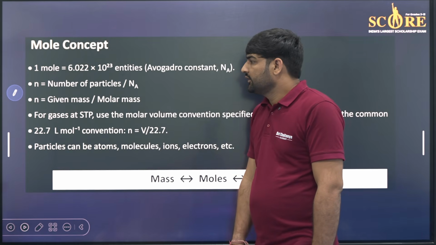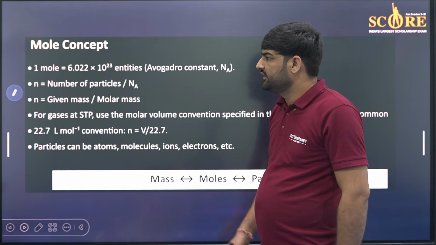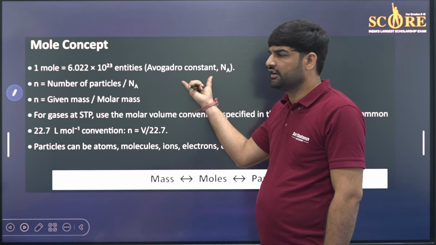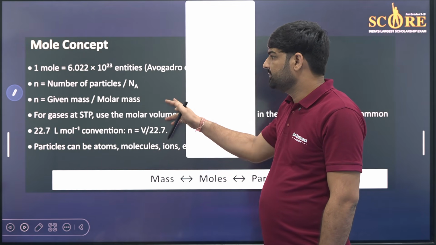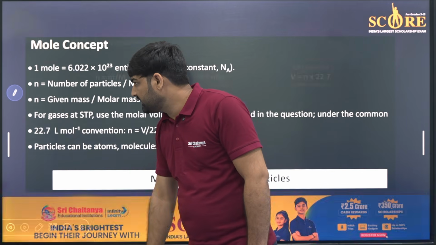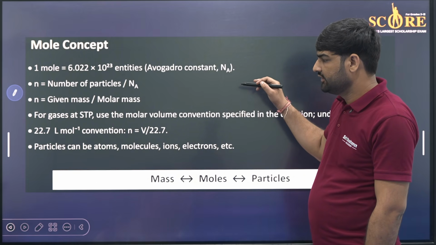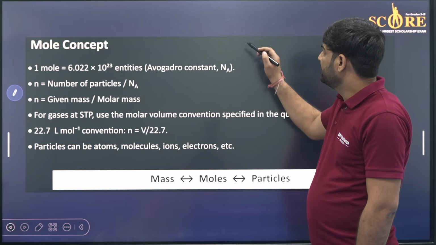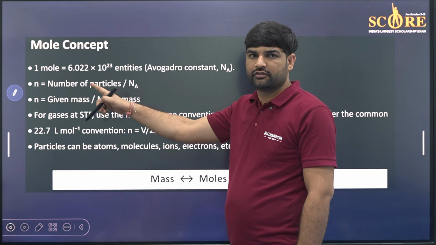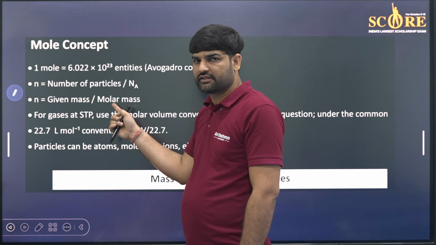Now, we were talking that 1 mole is 6.022 multiplied by 10 raised to power 23 particles, that is known as the Avogadro number also. And there are some basic formulas for mole calculation. I want to discuss these formulas together so that we can connect the formulas to each other also. If you have a number of particles, then you have to divide by Na for calculation of mole. If you have given mass, then you have to divide by molar mass, which I have discussed.